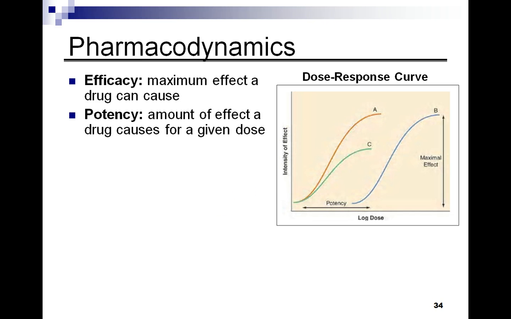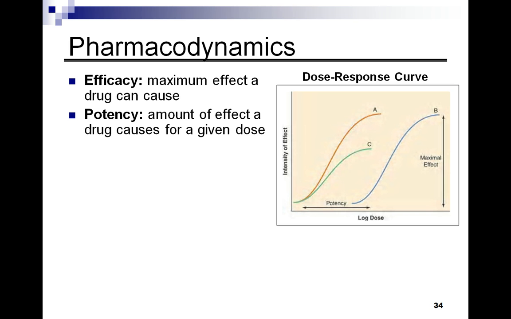Potency describes the amount of effect you get for a given dose of drug. It's effect per milligram, for example. So if we look at drug A versus drug B, we see that drug A achieves an effect at a much lower dose than drug B requires to get the same effect. Since drug B needs more drug, we say it's not as potent, and drug A is more potent.